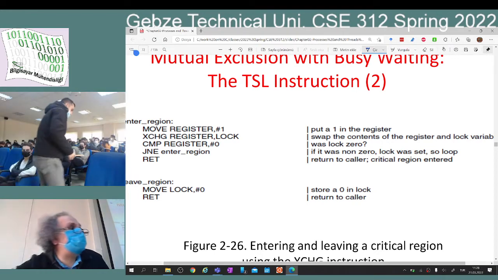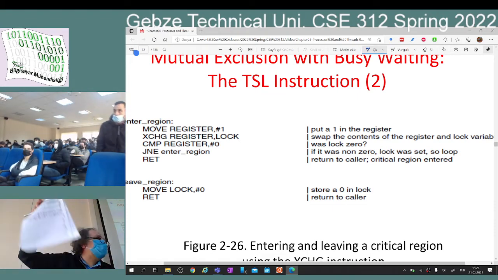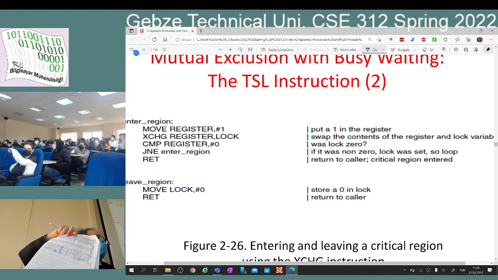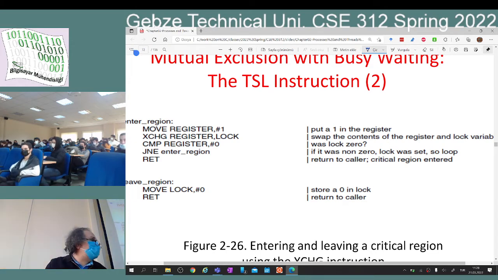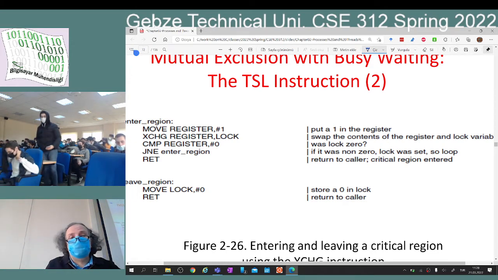Did everybody sign this attendance sheet? Okay, so let's take a 15 minute break. After the break, we will continue. You may sign it here.